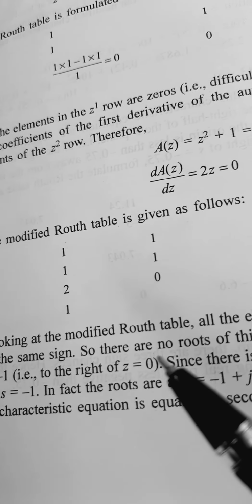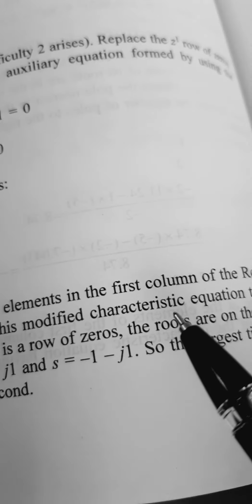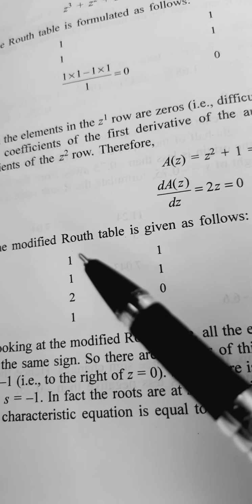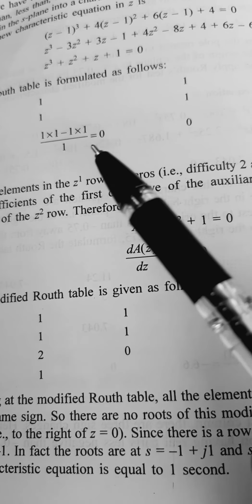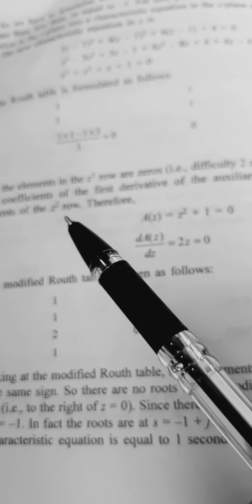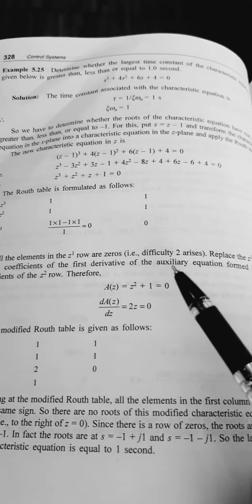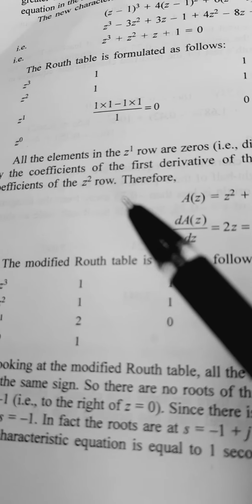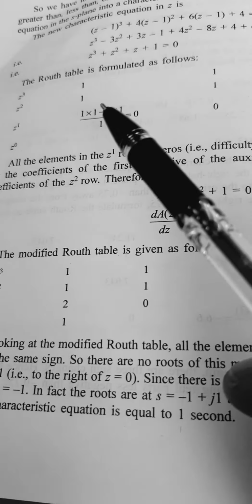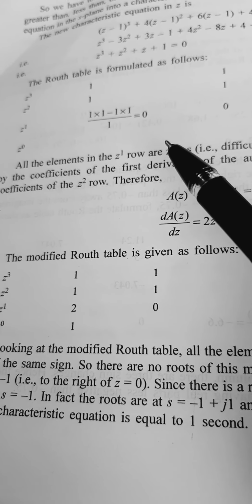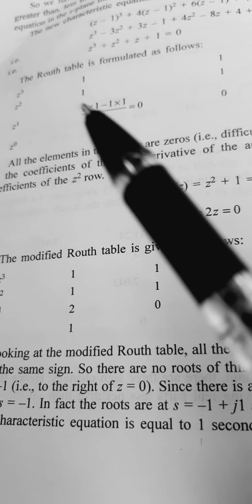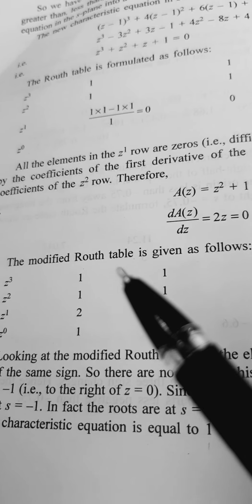Looking at the modified Routh table, all the elements in the first column are of the same sign. So there are no roots of this modified characteristic equation to the right of s equal to minus 1. But when this difficulty happens, the roots normally are not on the right; they will be on the imaginary axis. You recollect what I told previously, a little correction is required. When there is difficulty 2, the poles are normally complex conjugates, and they can be on the real axis also, and on the imaginary axis also.